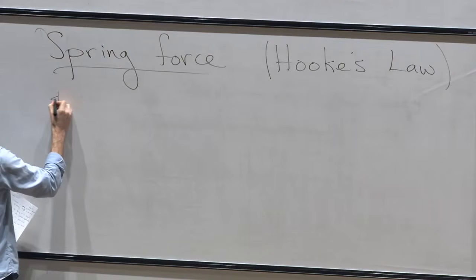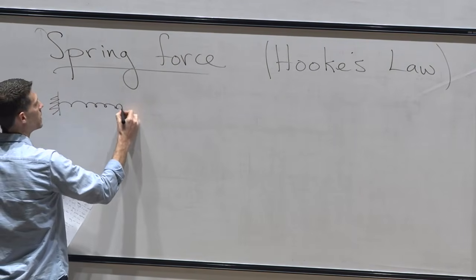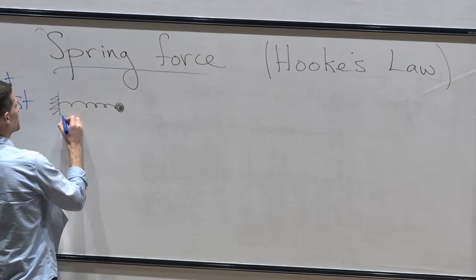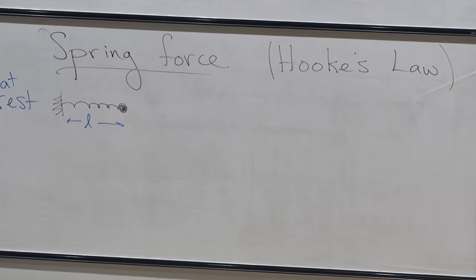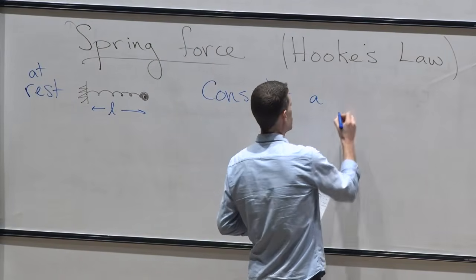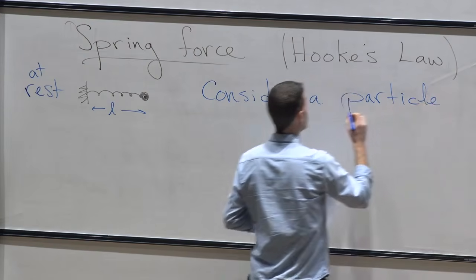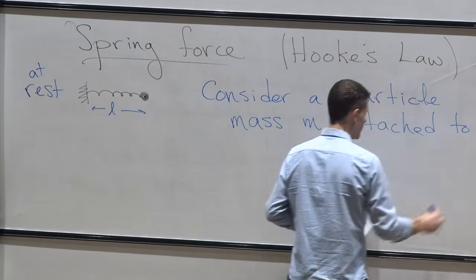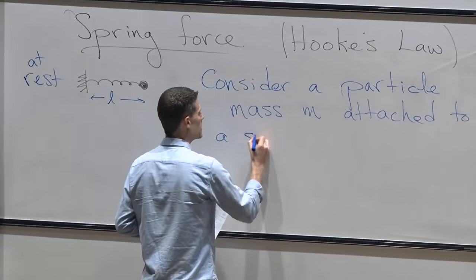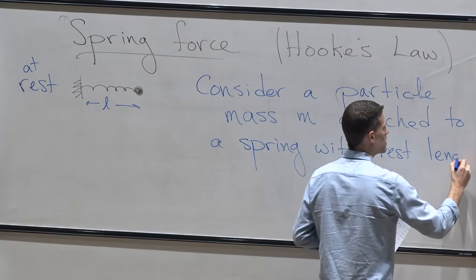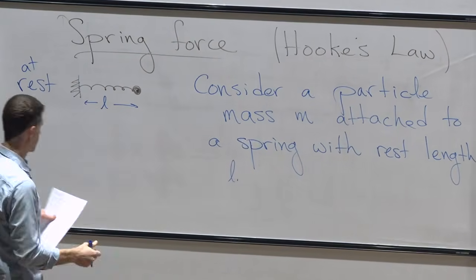So my picture is I have, let's put, say, a wall here, a spring here, and say a little mass there. And I want to imagine that in the rest state, let's suppose that the spring has length little l. Okay? So we say consider a particle, mass m, attached to a spring with rest length little l.